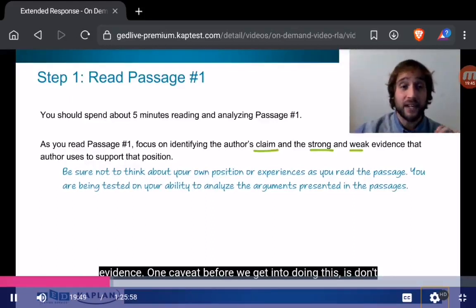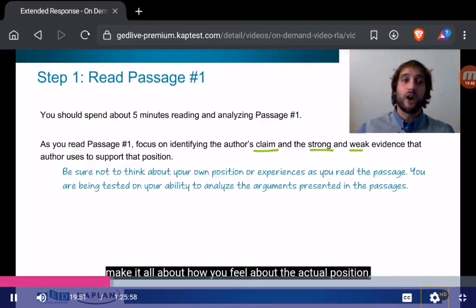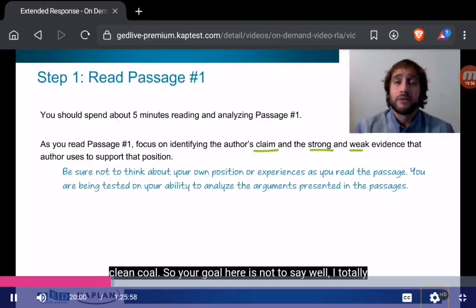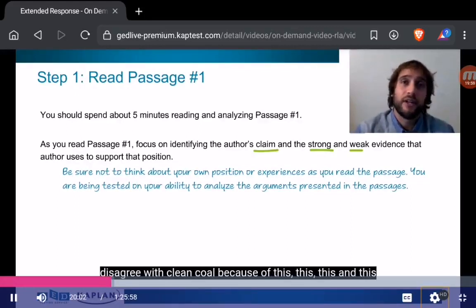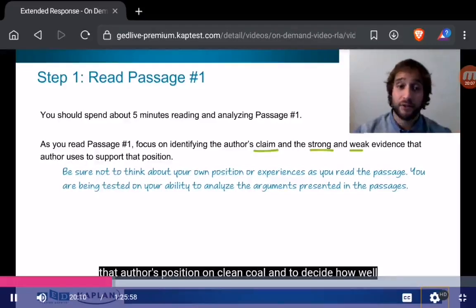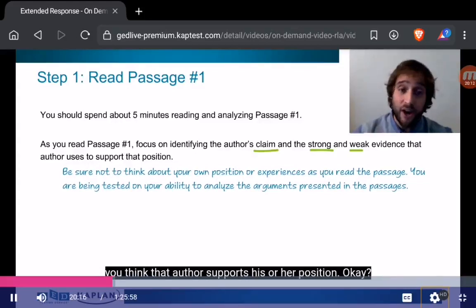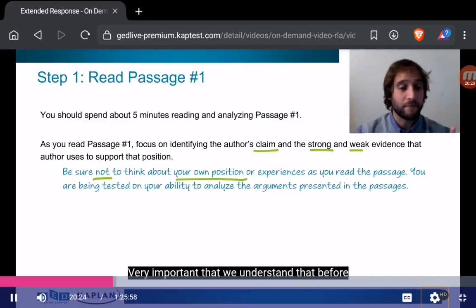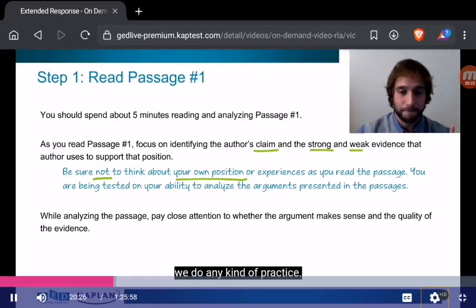One caveat before we get into doing this is don't make it all about how you feel about the actual position, right? In that example we looked at clean coal. So your goal here is not to say, well, I totally disagree with clean coal because of this, this, this, and this reason. That's not the idea. The idea is for you to look at that author's position on clean coal and to decide how well you think that author supports his or her position. Okay? So it's not about your own position. Very important that we understand that before we do any kind of practice.